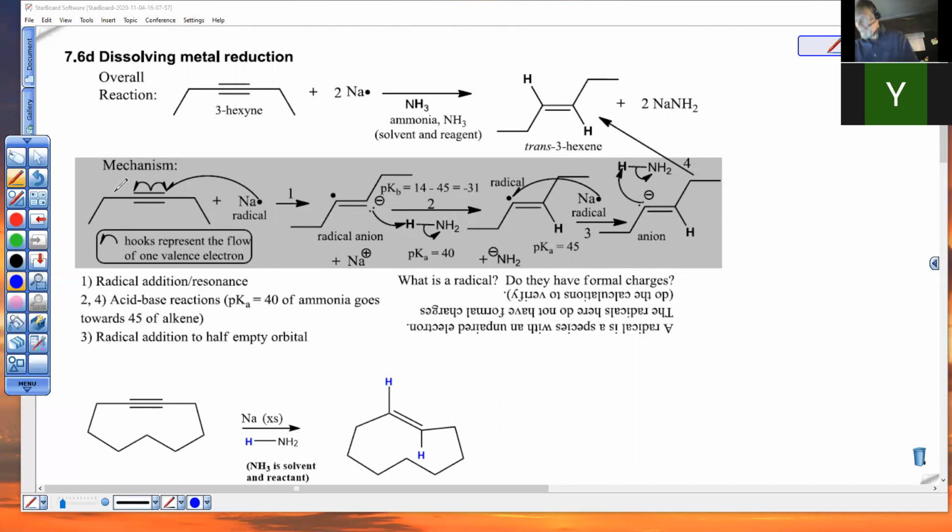So what's happening here? We have a new kind of arrow. This is not an arrow. It looks a little like an arrow. It's curved, but it's only got one half of the head. It's called a hook. Hooks represent the flow of one valence electron. We need that because there aren't 2 valence electrons to start with here. There's only 1. And why does it say radical here? What does that mean? What is a radical? Che Guevara? No, this radical is a species with an unpaired electron. All radicals are species with unpaired electrons.